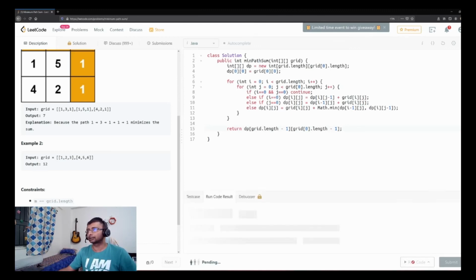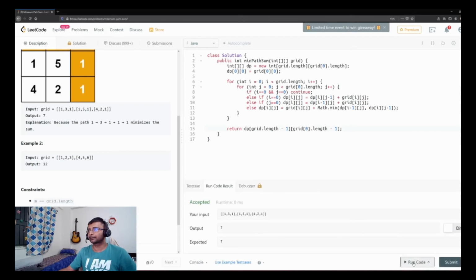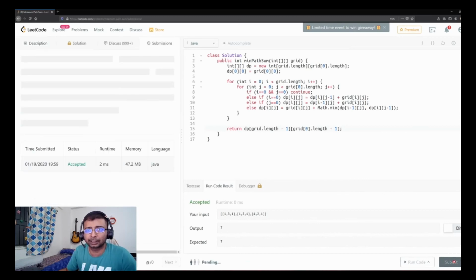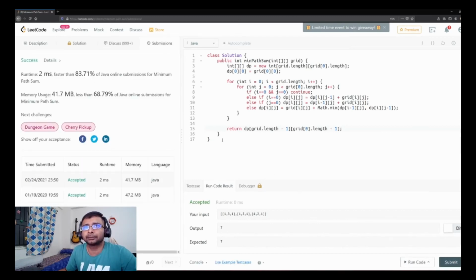So let's run and check. You can see that it has been accepted. Let's submit and check for a broader range of test cases. Yeah, it has been accepted, faster than 83.71% of submissions, which is not bad. And the memory usage is also pretty much the same. We are using O(mn) space, mn being the rows and columns of the grid. The time complexity is also O(mn).